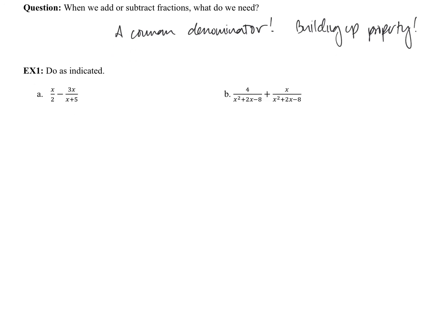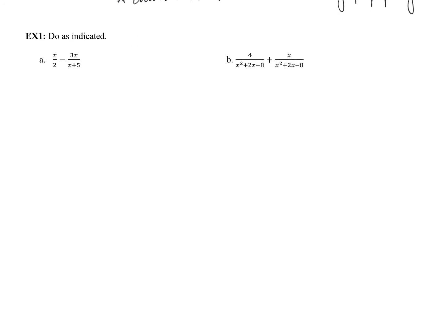Okay, so let's take a look at example 1. Do as indicated. Well, what's being indicated? We have subtraction, and we have two fractions. In order to subtract two fractions, what do you need? They need to have the same denominator. And at the moment, are their denominators the same? No, this one's a 2, and that's an x plus 5. So we need a common denominator.